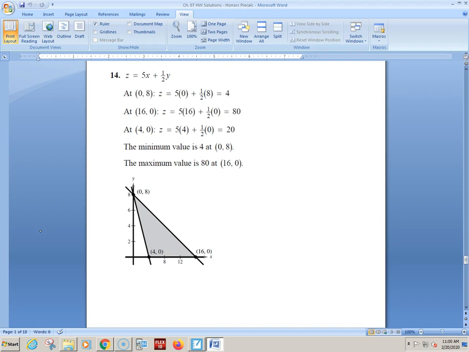I would have just made a table. They write it with words and make it snazzy and neat, like a whole paragraph answer kind of. But I would have just said from the table that the min is 4 at, and then the max is 80 at.